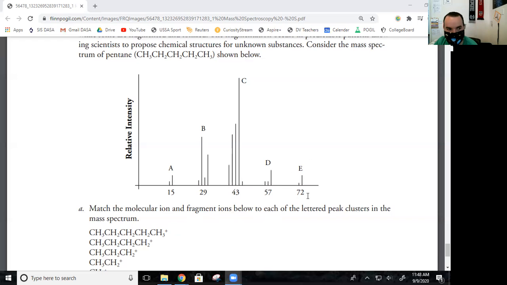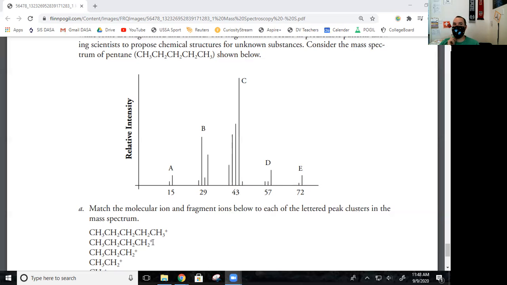Right? Okay. What is this? D. Why D? Because it's the next... I mean, yeah. Because it has a mass of 57. 12 plus 3, which is 15. You're right.